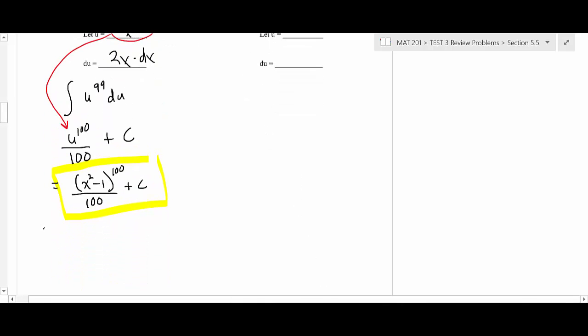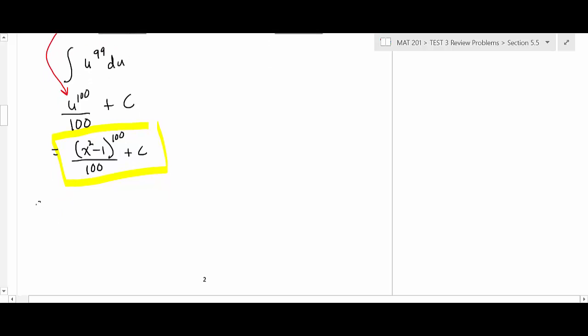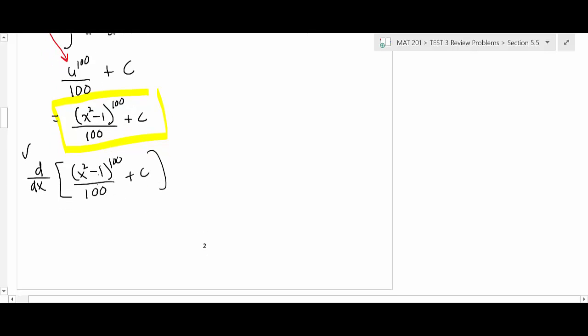Now, I recommend when you're doing that final, check the answer on these integrals. So let's take the derivative of our answer and see if it gives us where we started. Okay, so let's do that. This is basically a chain rule derivative. This constant right here, you can just write that down. So that is 1 over 100. And then do the chain rule. Bring down the 100, that would be 100 times x squared minus 1 to the 99th power. And then you do the derivative of what's inside, which is 2x. Okay, that's basic chain rule.